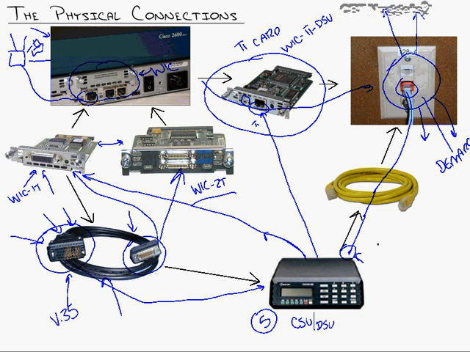So that's the physical layout. I kind of just took a step back from the screen and looked at it. I'm like, wow, that is a lot of stuff. But hopefully you're able to piece together physically how the router connects to the WAN.